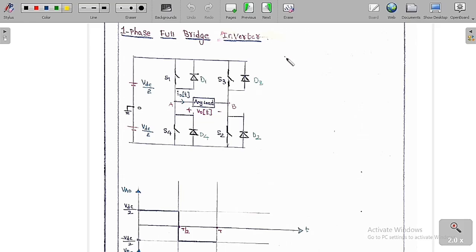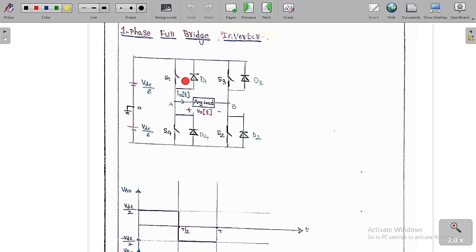So now we are going to discuss the single phase full bridge inverter. We are going to study it in a very detailed manner. Suppose the circuit looks like this, with plus or minus VDC by 2. I am going to assume the neutral position or the ground potential as 0.